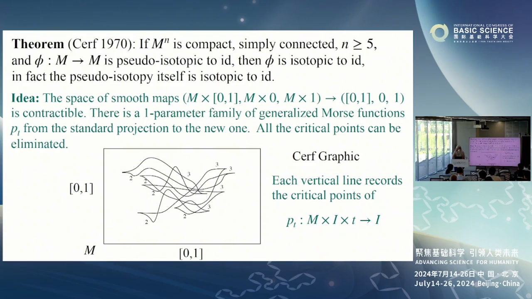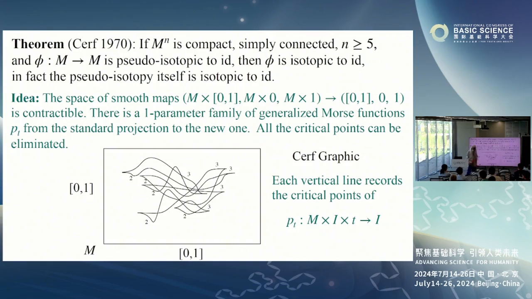You get a path. And you have just a path of functions, M cross I to [0,1]. And as we probably know, if you have a function from M cross I to [0,1], a small perturbation makes it a Morse function. So in the same manner, if you take a generic perturbation of this path, then you get a 1-parameter family of generalized Morse functions from the standard projection to this new one.